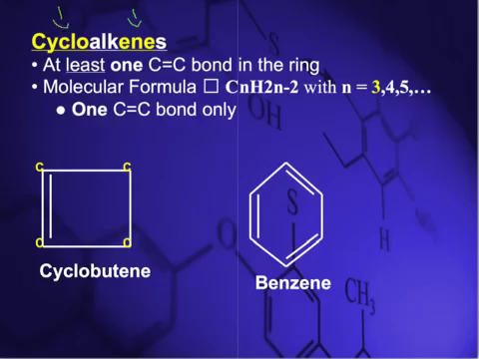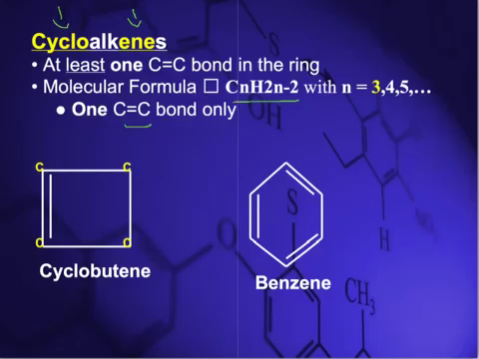So the general formula is CnH2n+2. This is for compounds with 1 double bond only. For each additional double bond that you have, you're going to lose 2 hydrogens.